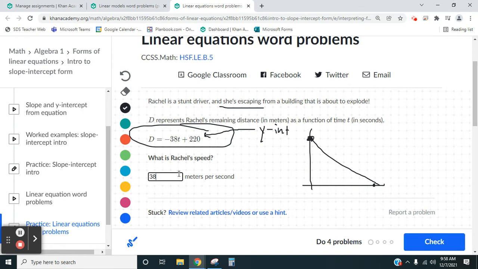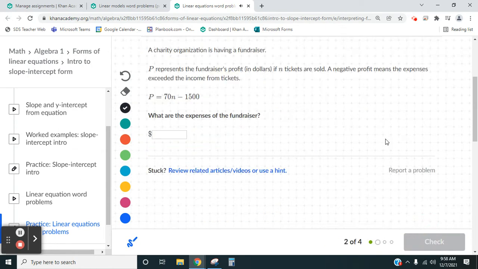Speed is a rate of change, right? But we wouldn't say that her speed is negative 38. Speed, when you say it that way, speed is always positive, right? If they talk about velocity, velocity has a direction. Velocity would be negative. But speed is the rate of change here, right? So there's your y-intercept. There's your slope. A lot of these questions work like this.